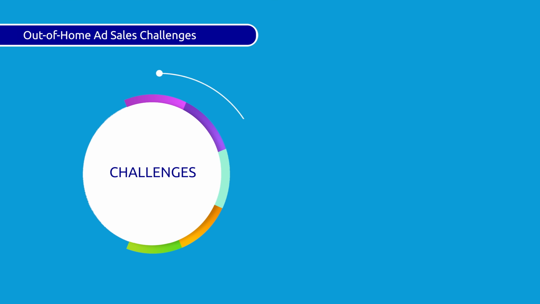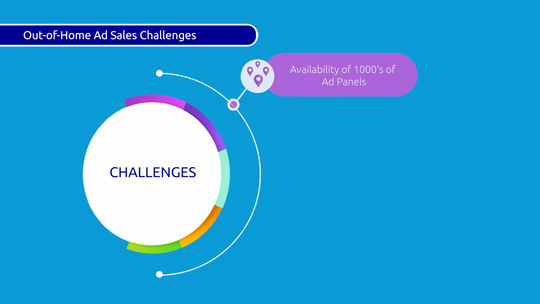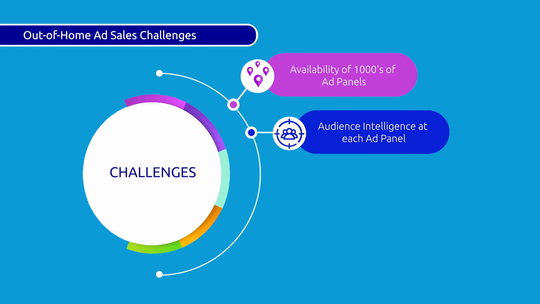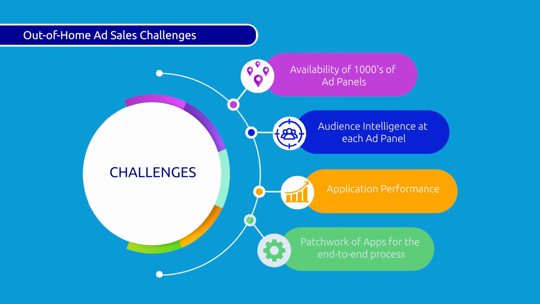Challenges holding back these real estate owners include getting real-time visibility into availability of thousands of ad panels in their network, connecting their ad panels to audience intelligence for targeting, creating hyper-targeted, location-based campaigns with hundreds of placements, a common platform for end-to-end out-of-home ad sales.